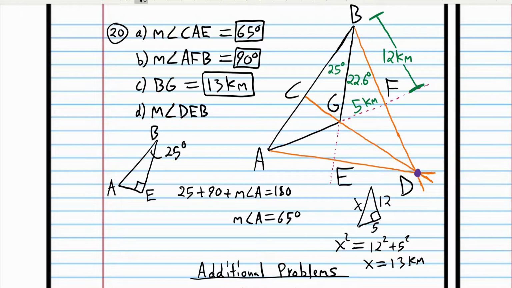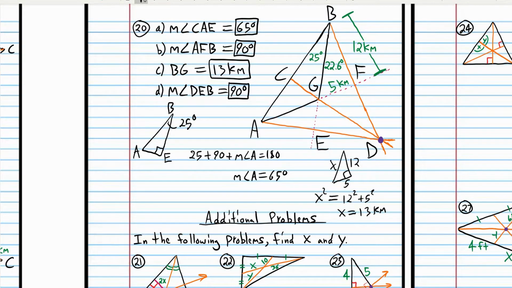Now measure of angle DEB. Same situation. I think we already showed that this is 90, so obviously this angle will be 90 also. So DEB is 90 degrees. So if you got those answers, good job.